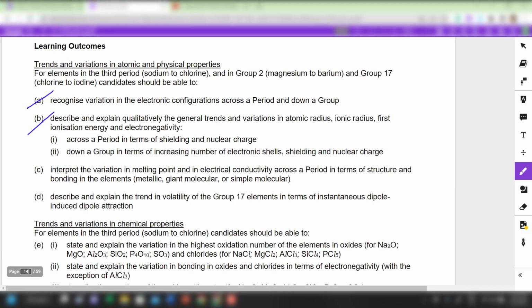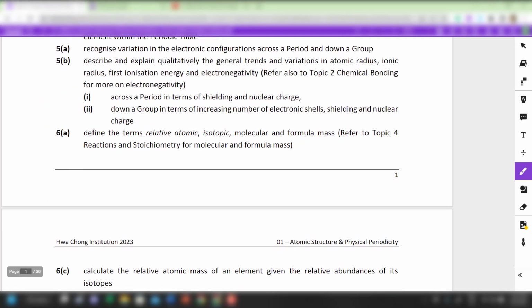Recognize variation in the electronic configuration across a period and down a group. Okay, so these are things which we took up because we realized that it is actually better taught under atomic structure.